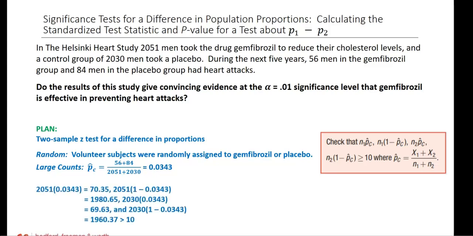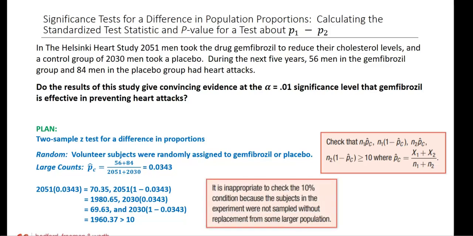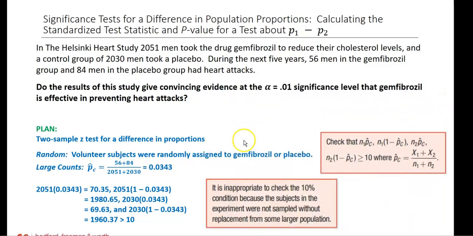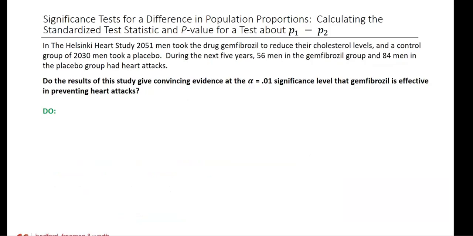And so they checked it for all four. And wait a second. Don't forget, we didn't need to do this. Why don't we need to do that? Because it's an experiment. So we're not sampling without replacement. We really should have remembered that. So really easy to forget that.